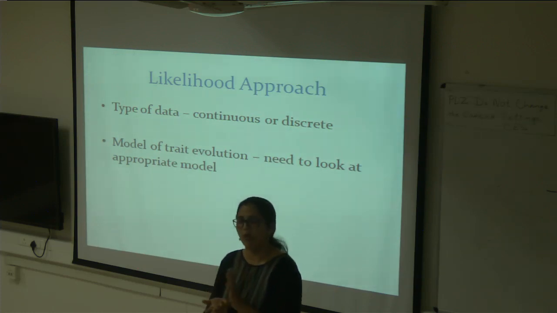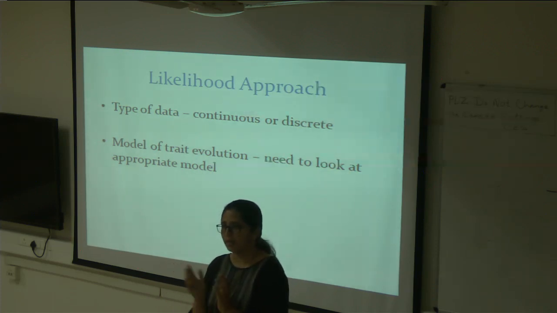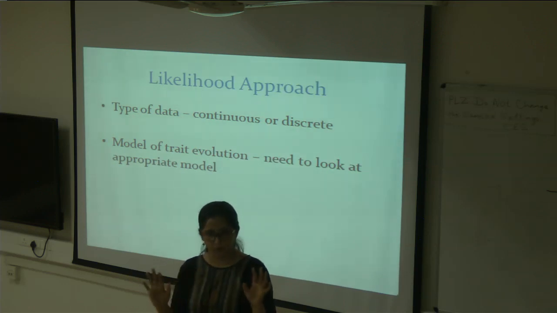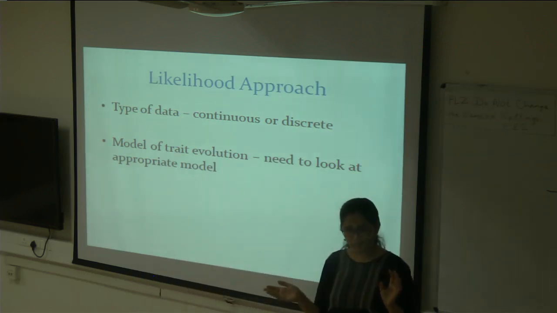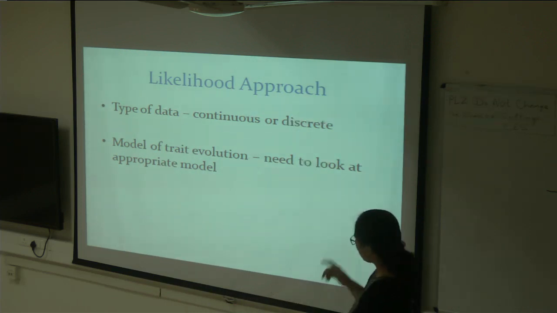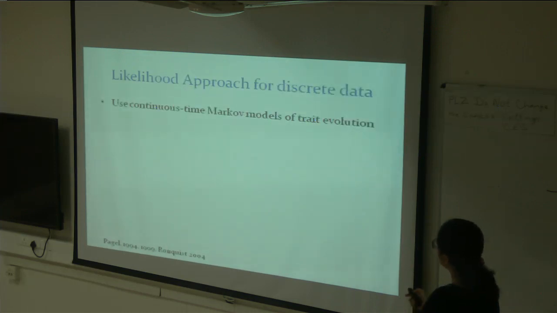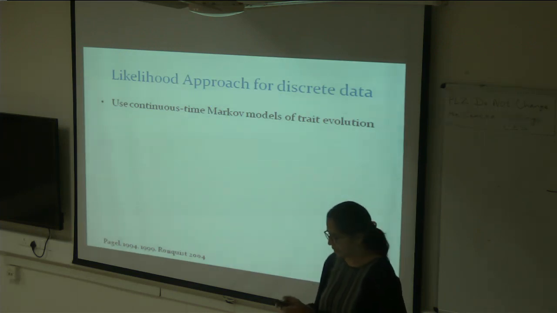For a discrete trait, there are only very few models which you can use. One is called the MK model, the Markov model. But for a continuous trait data set, there are multiple models. The simple or null model is the Brownian motion model, which mimics a normal distribution. And the MK model is largely for discrete data. So we'll talk about only discrete data today, which uses continuous Markov models for trait evolution.